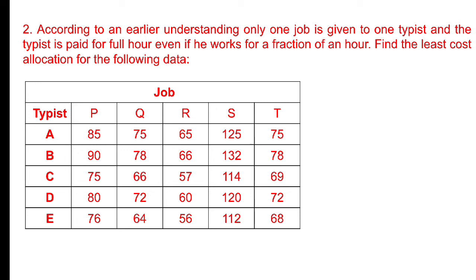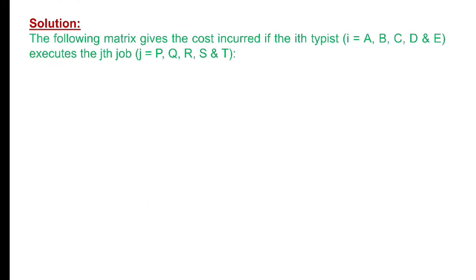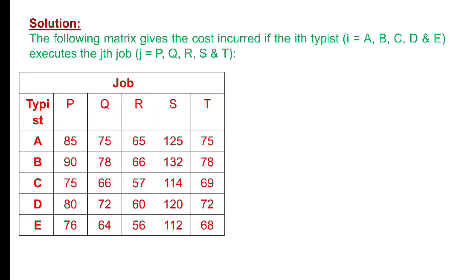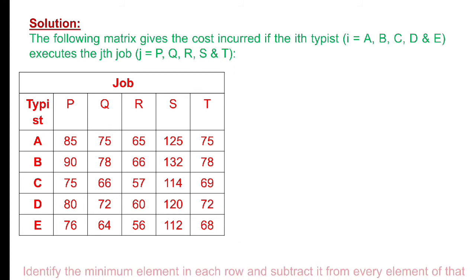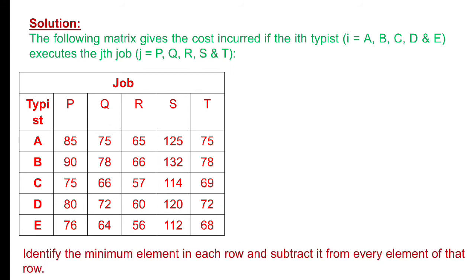Then we can go for finding the values of the matrix. Now, in this problem, again I am going to explain the assignment problem, or Hungarian method problem, following this procedure. The following matrix gives the cost incurred if the types A, B, C, D and E execute the jobs P, Q, R, S, T. So this is the matrix. Here the minimum value of each row will be selected. First row, what is the minimum value? 65 will be considered. Identify the minimum element in each row and subtract it from every element of that row.